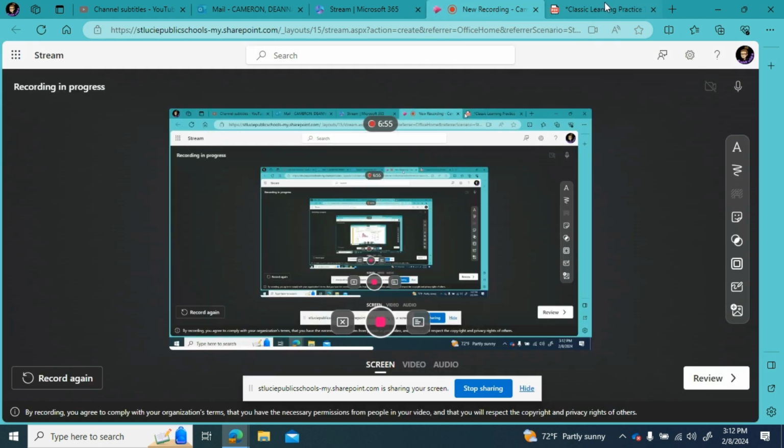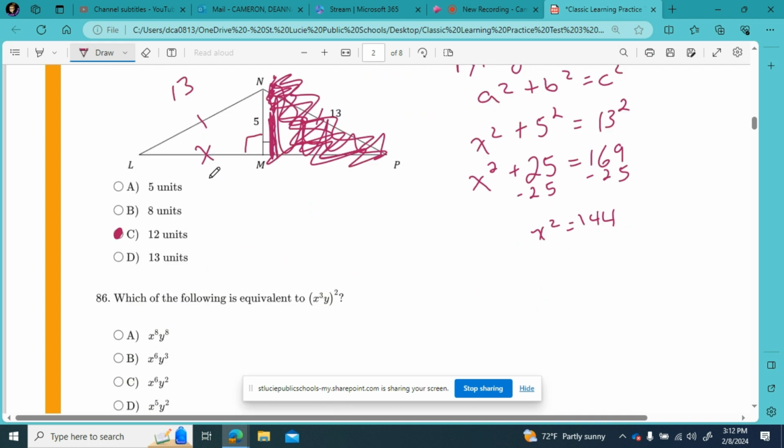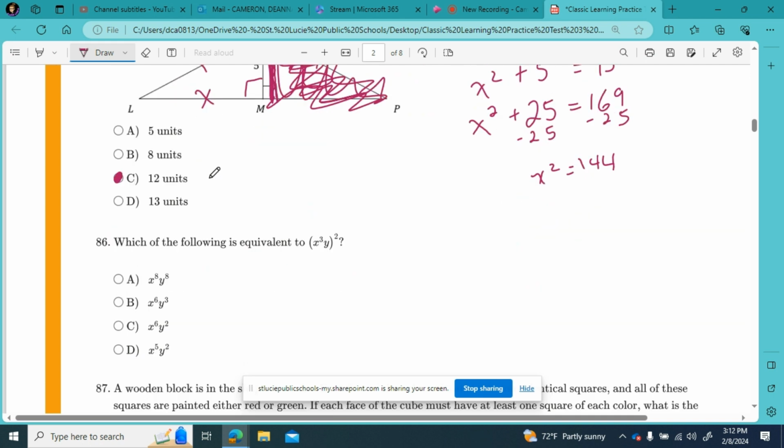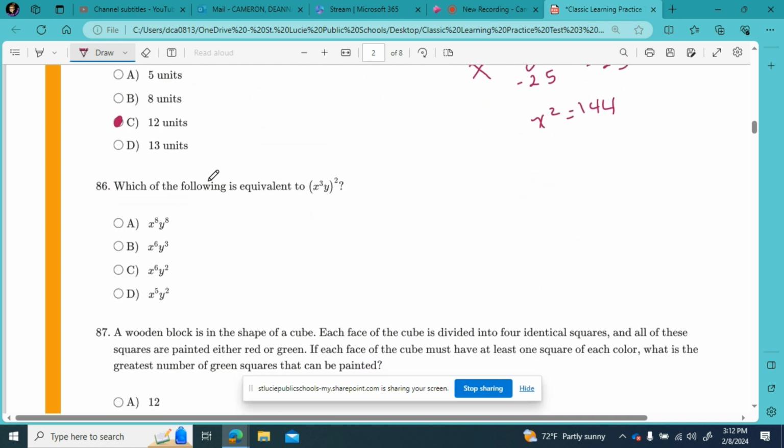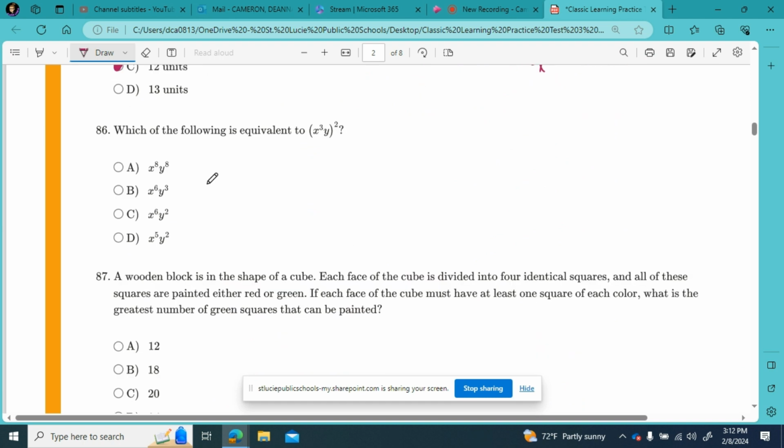And question number 86. I think I have time to get to this on this video. Which of the following is equivalent to x cubed y squared?